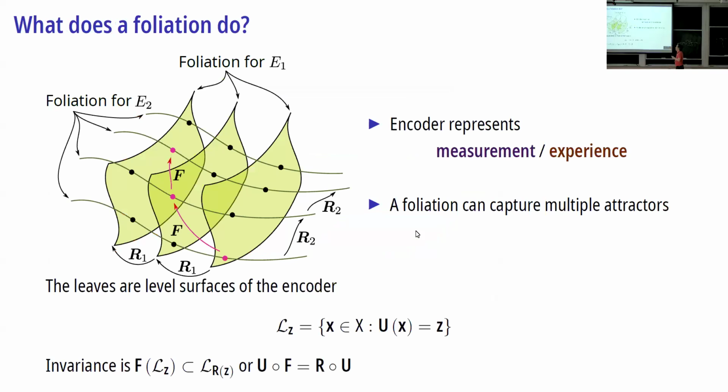All right, so what does an invariant foliation do? So I talked about the functional representation of an invariant foliation that consists of a function u. It's actually a manifold submersion, or I call it encoder. And each level surface of this encoder or manifold submersion, each constant level surface, is called a leaf of the foliation, right? And geometrically, the dynamics then maps these leaves into each other, right?